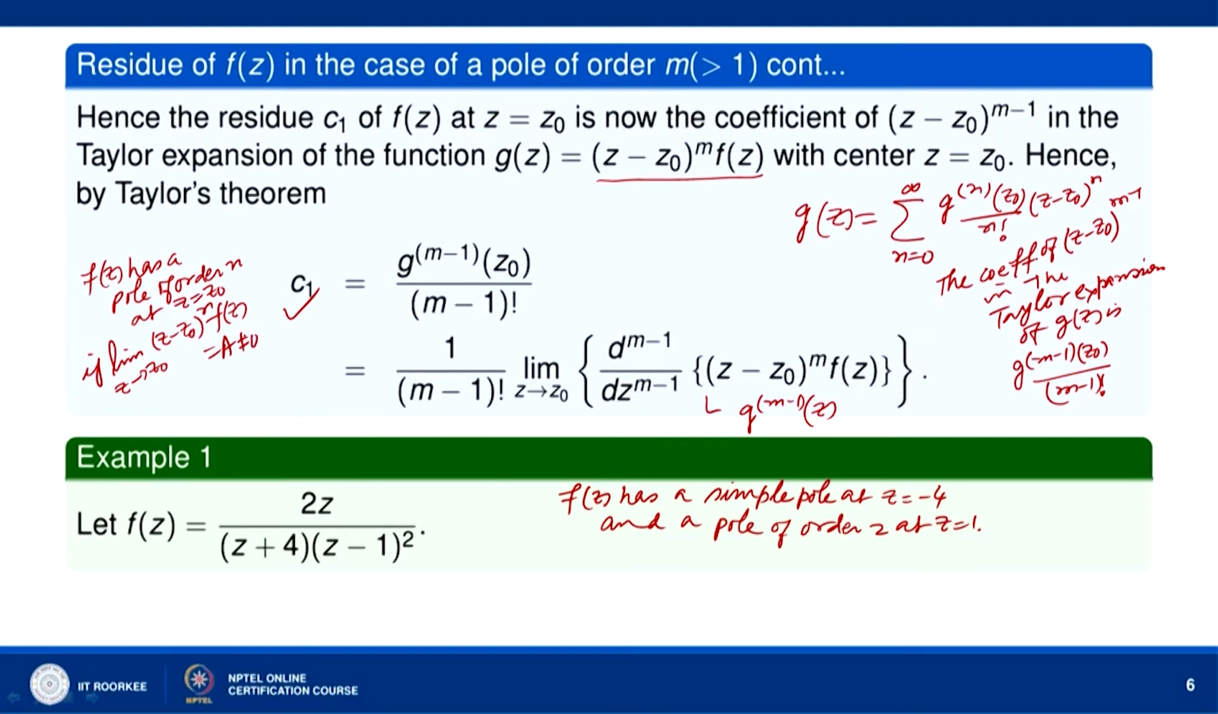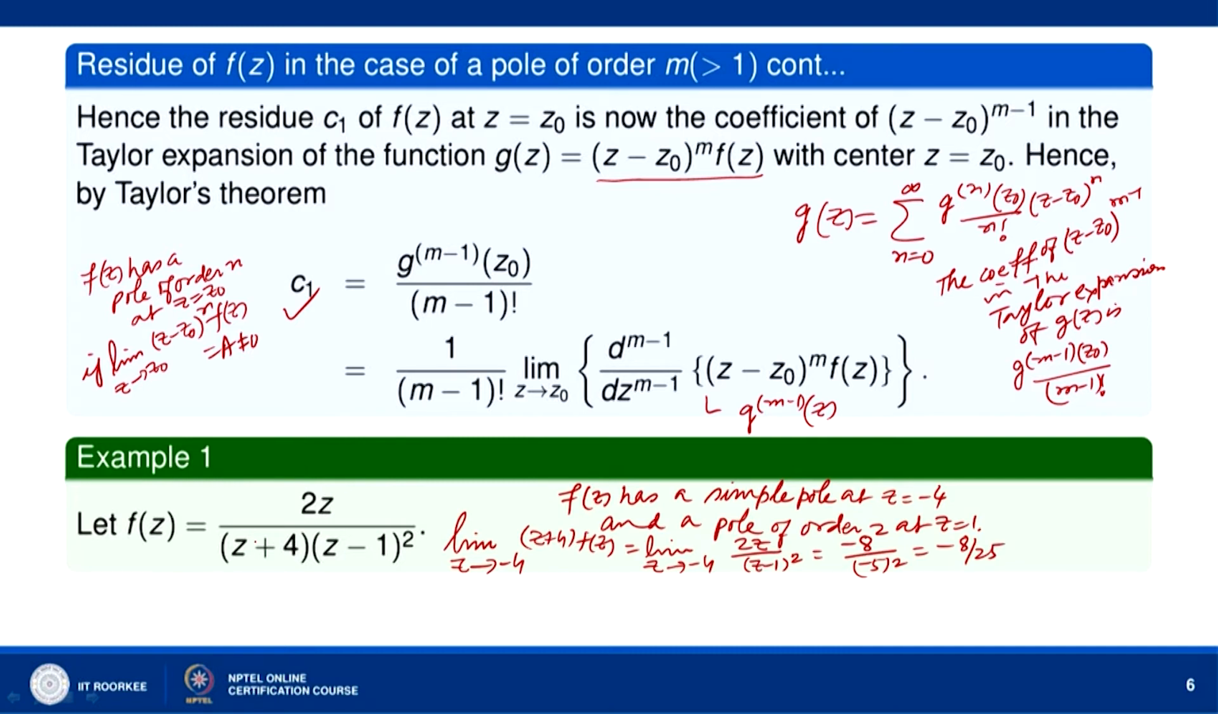So, here you can see if you multiply f(z) by z plus 4 and take the limit as z tends to minus 4, then z plus 4 will cancel and this will be equal to limit z tends to minus 4 of 2z upon (z minus 1) whole square. This will be equal to 2 into minus 4, so minus 8 divided by (minus 5) whole square. So, we get minus 8 by 25.